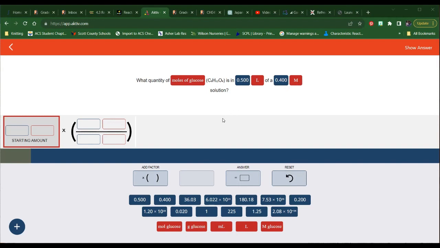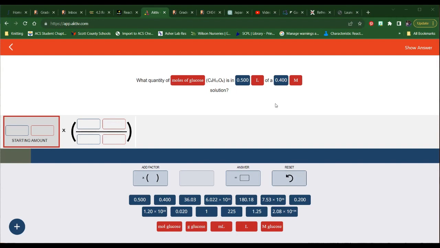All right, now for putting things into the boxes. We want to pay attention to the difference between what is an amount and what is a ratio. Liters tells us how much there is of this particular solution, and capital M is molarity, which is moles per liter. It has two different units that are part of it. That is a ratio, or a factor that we can multiply by.